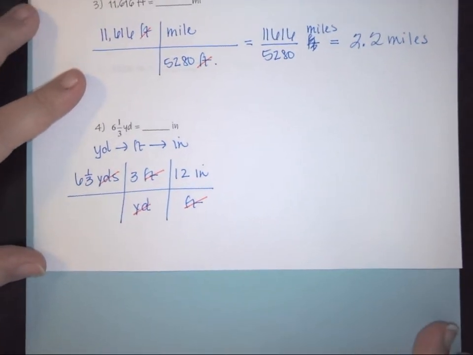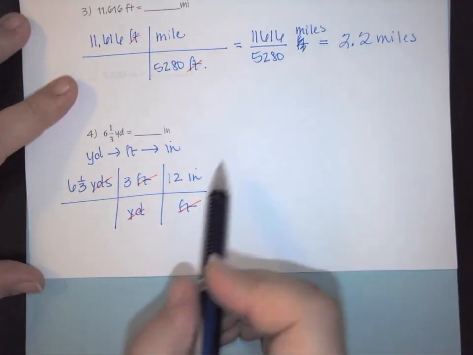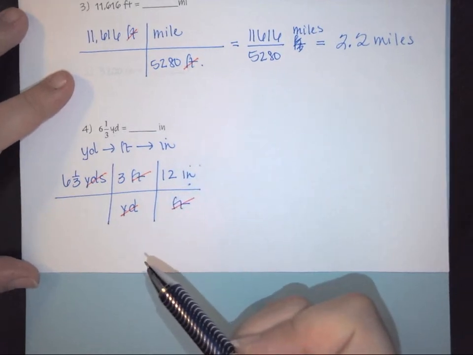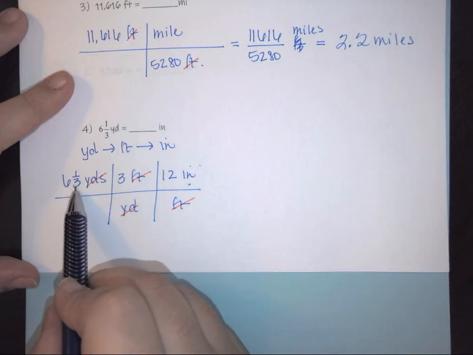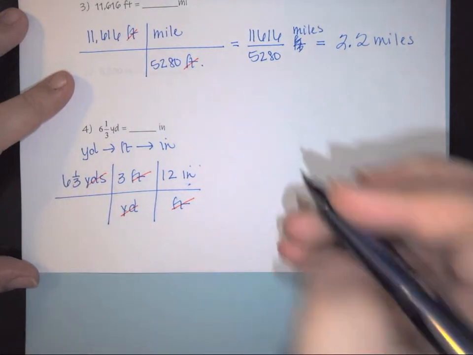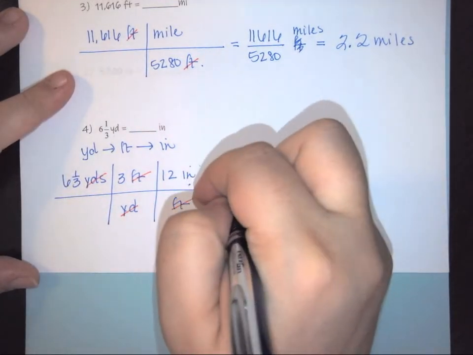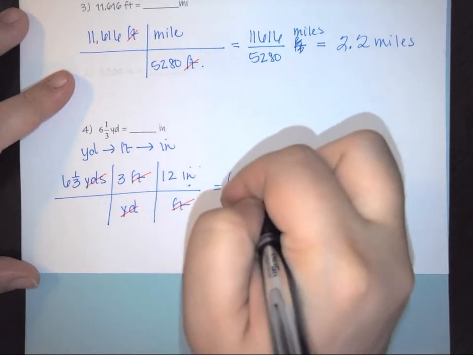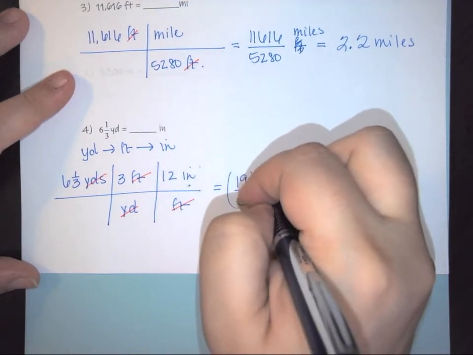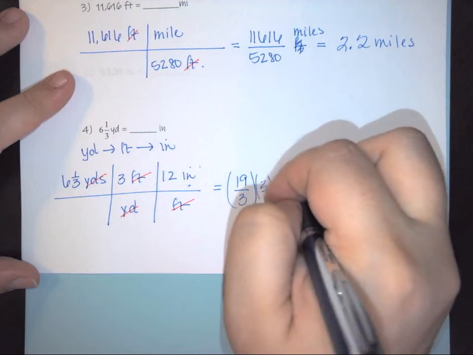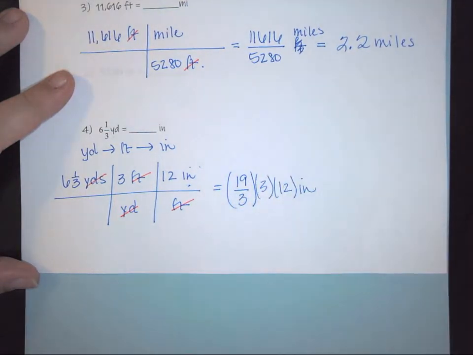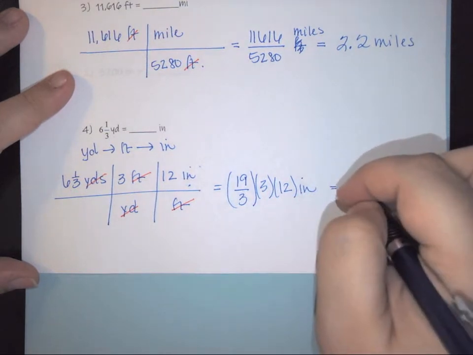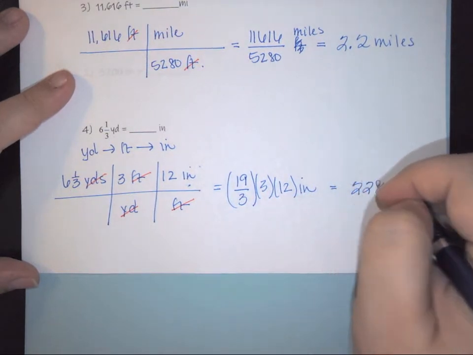Okay, so it doesn't matter how big your tables get as long as you're left with what you want in the end. So here, 6 1/3 is going to be the same as 19 over 3. And we're going to multiply that by 3 and multiply that by 12, which is going to give us inches. So here, what we're left with is 228 inches.